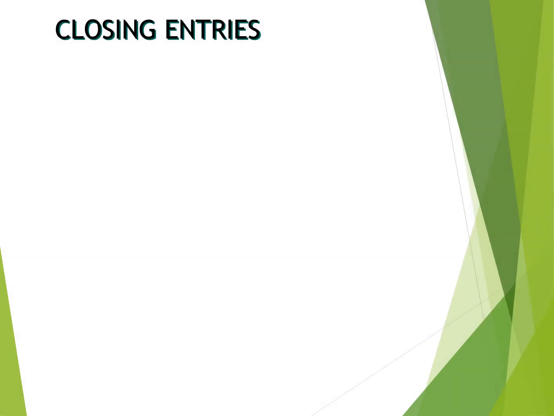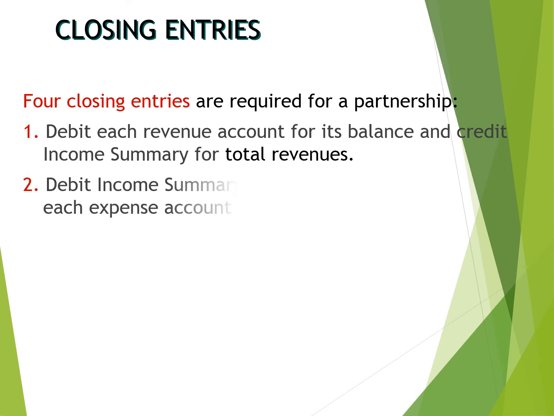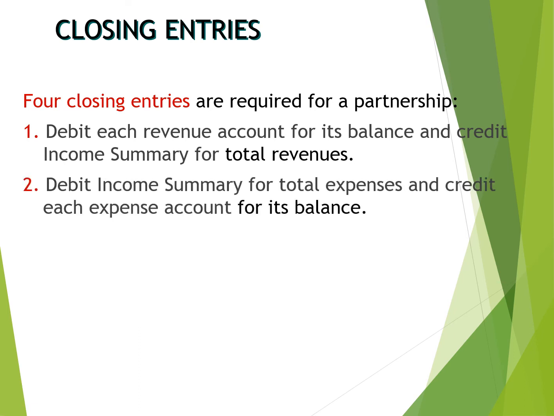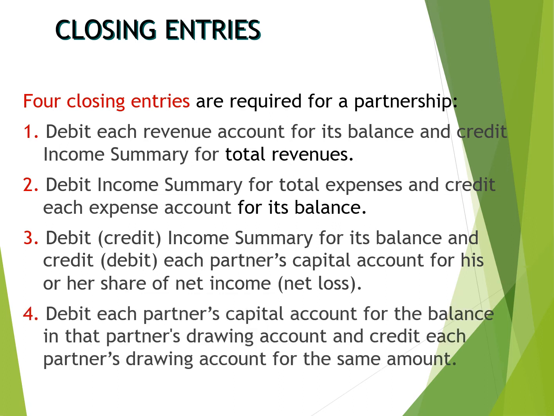How are the closing entries made? Here a few examples are given. There are four closing entries required for a partnership. Debit each revenue account for its balance and credit income summary for total revenues. Debit income summary for total expenses and credit each expense account for its balance. Debit or credit income summary for its balance and credit or debit each partner's capital account for his or her share of net income or loss. Debit each partner's capital account for the drawings or interest on drawings.